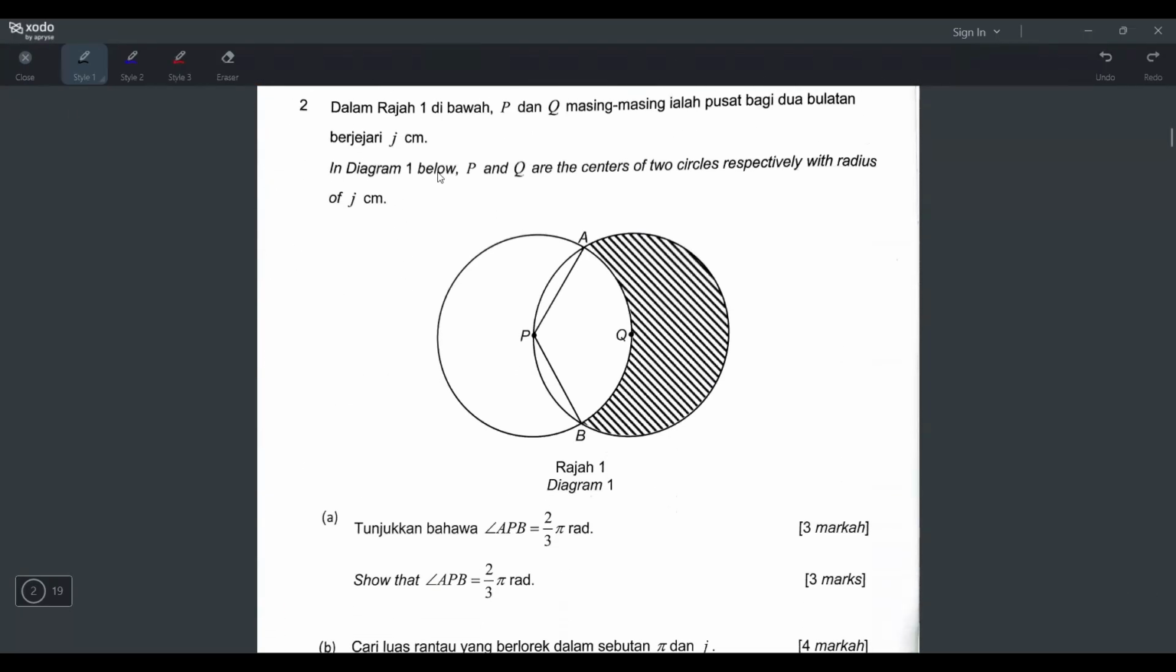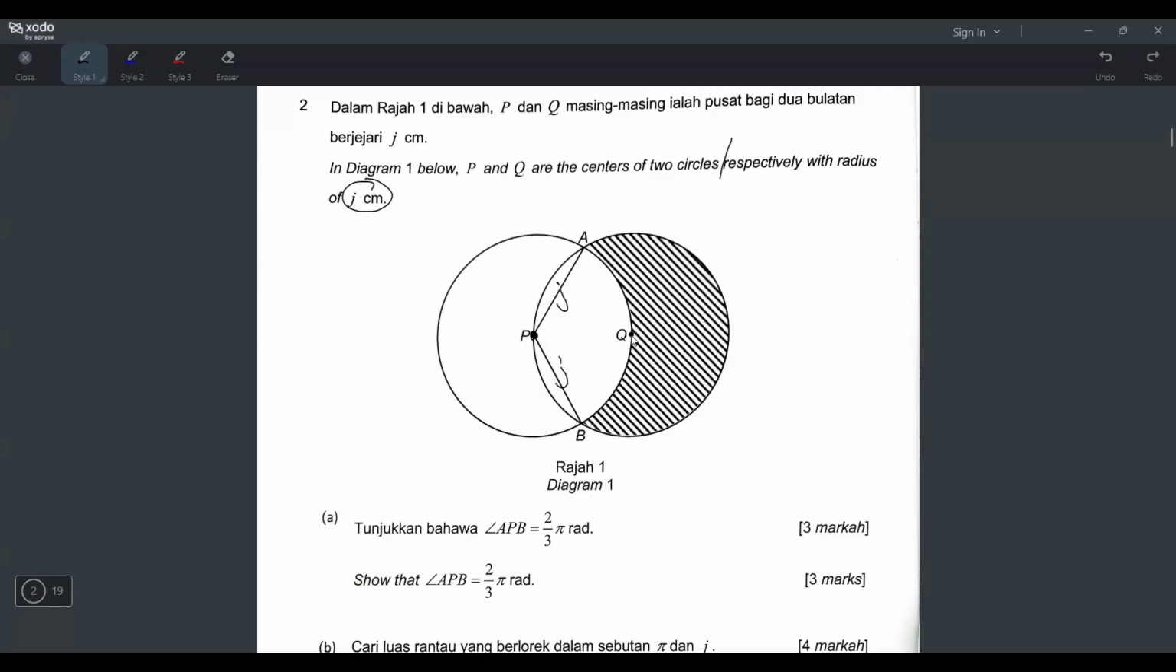Okay, let's do number 2. In diagram 1 below, P and Q are the centers of 2 circles. So we've got 2 circles, and P and Q are the centers, respectively, with radius j centimeters. If this is the center, draw a line to the side, that's called the radius, right? So this is j. Same with this, you draw to B, and B is on the circumference, on the side of the circle. So this is the radius, so this must be j also.